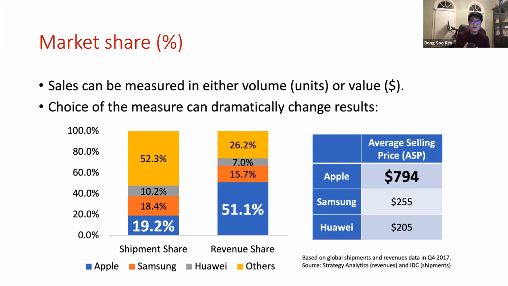The reason is that, as you know well, Apple's products are super expensive. In the fourth quarter of 2017, the average selling price of Apple's iPhones is about $800, whereas that of the competitors is around $200. This implies, especially if prices of products vary across firms in a market, we have to carefully choose the measure to compute market shares.